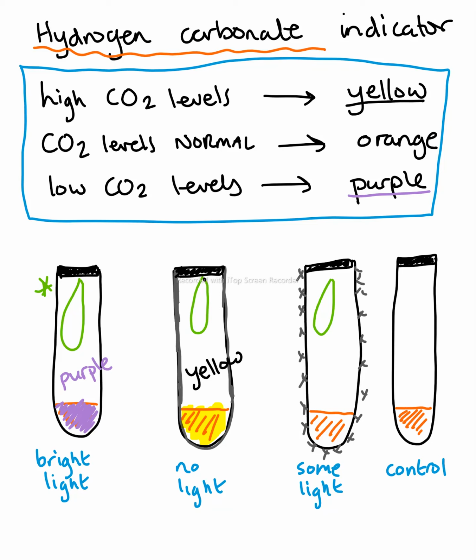Now if you've got some light, it's photosynthesizing and respiring, this will remain orange. So you've got some respiration taking place producing CO2 and some photosynthesis taking place using up CO2, so it balances out. And then the control should remain orange. It shouldn't affect anything because that's your normal level of CO2. Right, that's an experiment that you'll need to know for your single sciences.